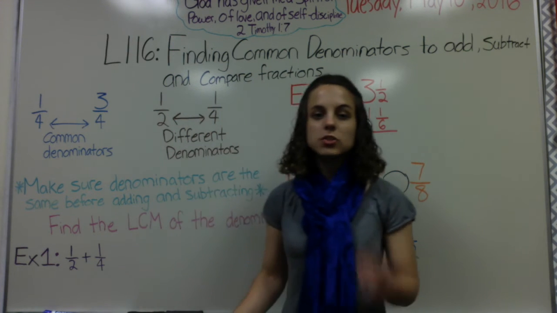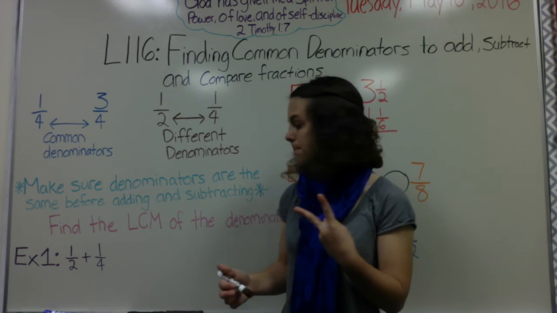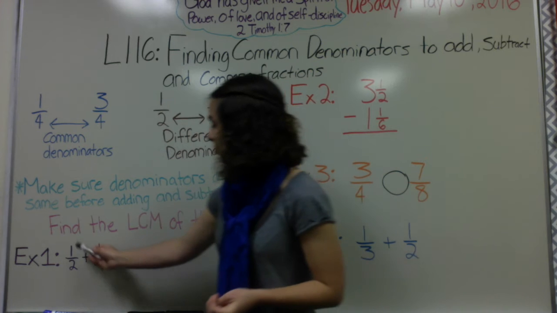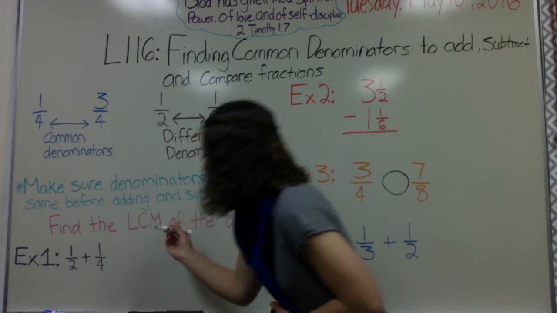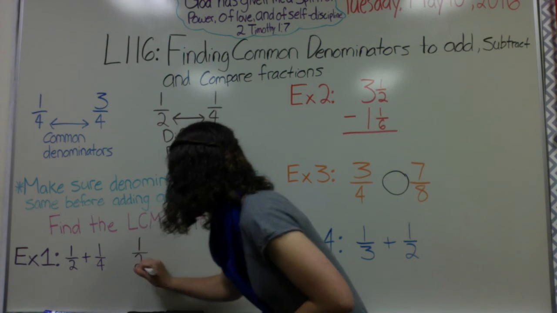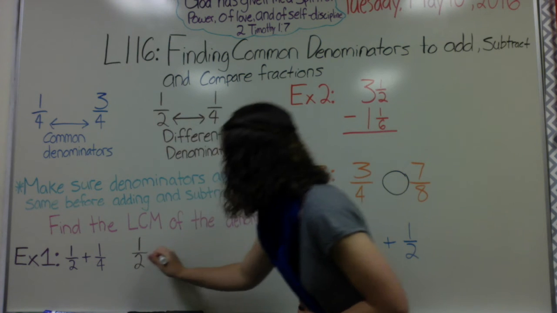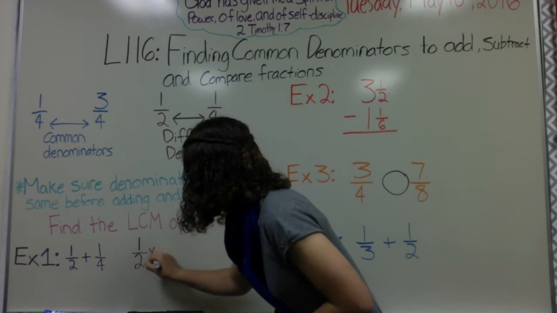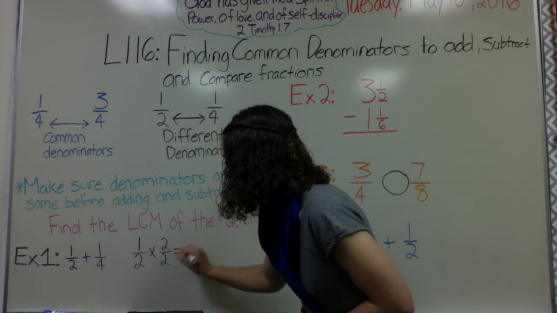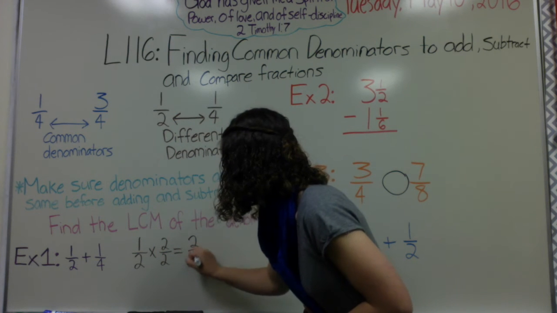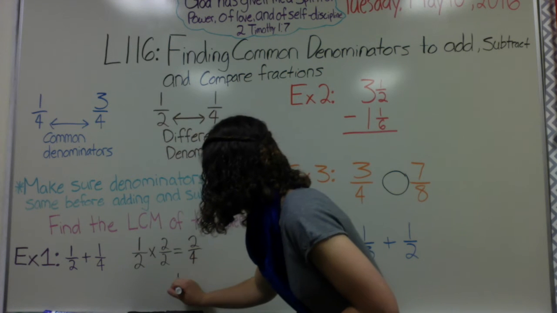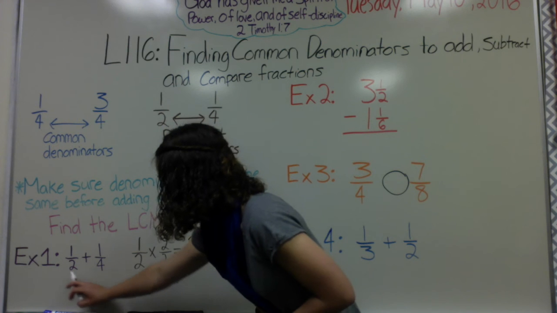If I count by 2's, I count 2, 4. And I already get to 4. So really, all I need to do is change the half. So I'm going to rewrite it like this. 1/2, this is a great strategy to use. I'm going to multiply it by 2/2, showing my work. It equals 2/4.